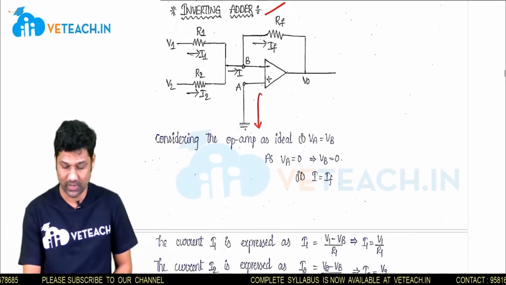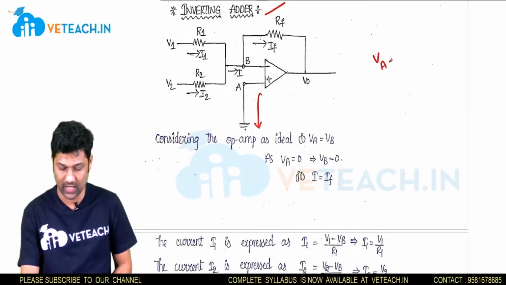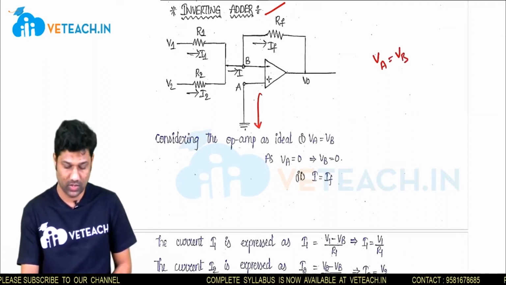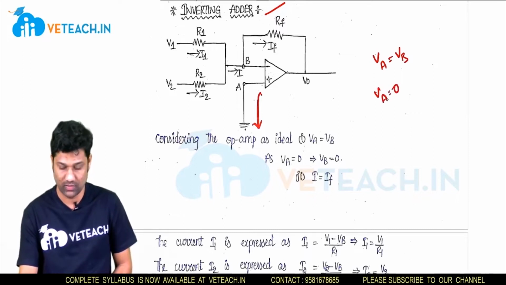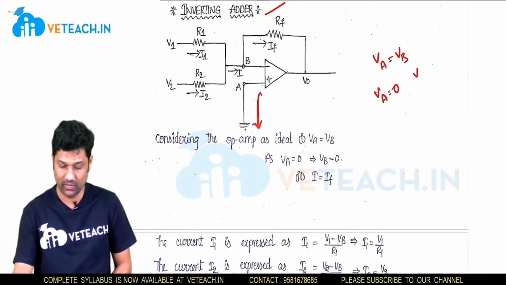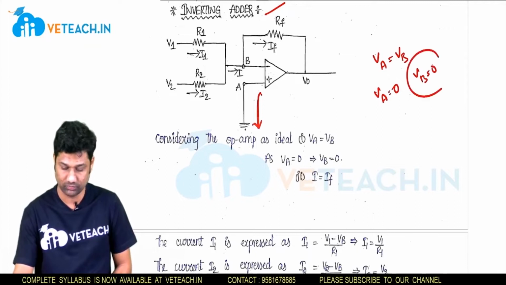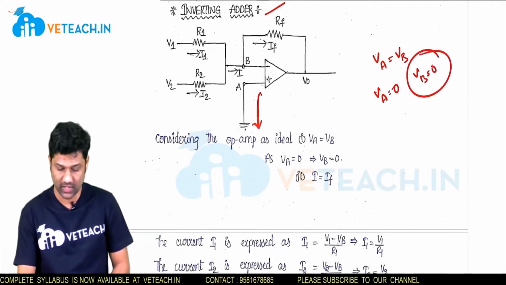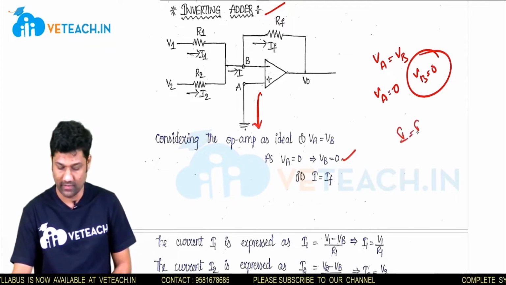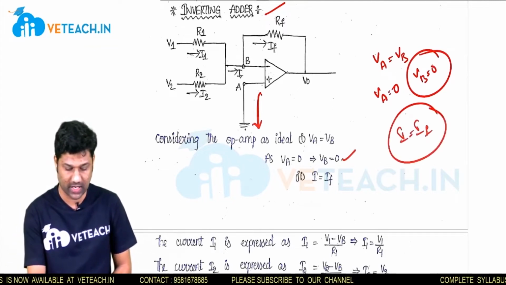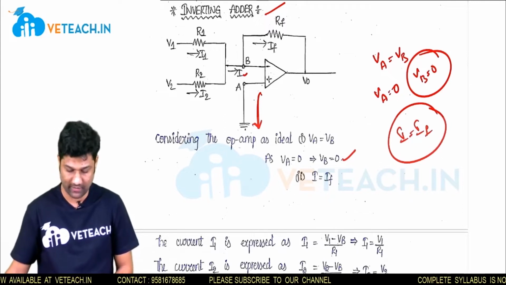When we consider the op-amp as ideal, the voltage at node A, VA, is equal to the voltage at node B, VB. Here the voltage at node A is made to 0, that means as VA is grounded, VA is equal to 0. As VA equals VB, we can write VB is equal to 0, according to ideal op-amp characteristics. In a similar way, I is equal to IF. Here I consider this current as I.